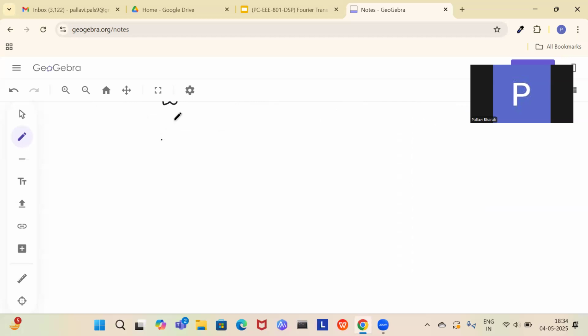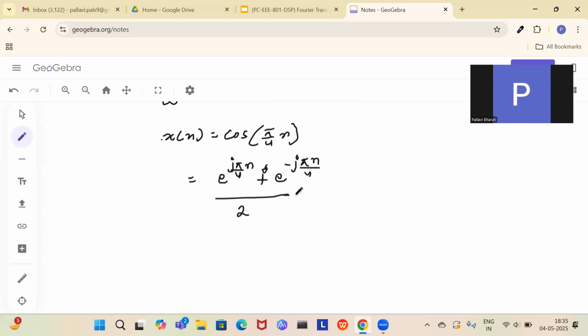Now using this in our question, x[n] is equal to cos(pi by 4 n). So I can write this as (e to the power j pi n by 4 plus e to the power minus j pi n by 4) divided by 2. Got it? This is my x[n].